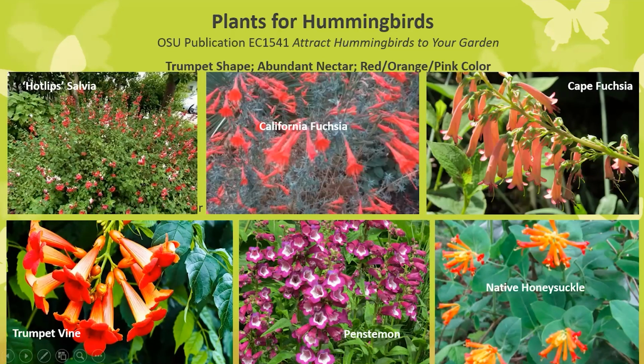Penstemon is something that comes in a variety of flower colors and sizes, generally about 2 to 3 feet high and wide. And finally, native honeysuckle is a vine that is much more tidy than the trumpet vine. So if you're not able to try trumpet, perhaps the native honeysuckle would work for you. These are just a very small number of choices, and you might want to check out the OSU publication listed on this page to find more options.